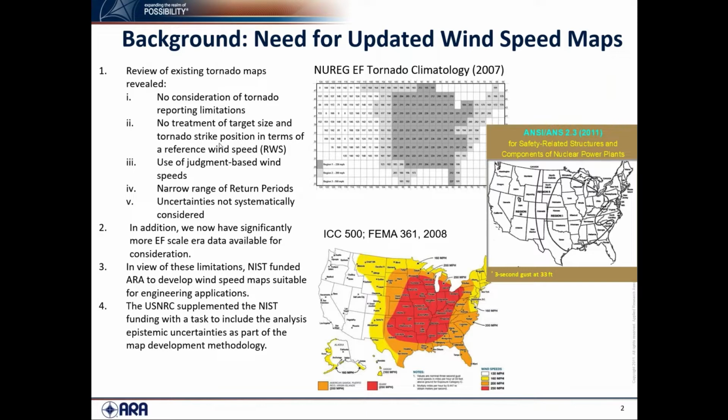And so as part of our project here at NIST, we contract with Applied Research Associates, which is really the leading consulting firm in the world that does these kinds of tornado risk assessments for the nuclear industry and other critical industries. And ARA was the lead developer then of these maps. Along the way during the project, we worked very closely with the Nuclear Regulatory Commission, as they were very interested in this work. And about halfway through the project, they provided a little bit of supplemental funding for us to handle some additional treatment of uncertainties in the project.